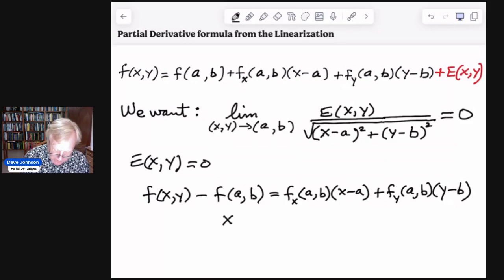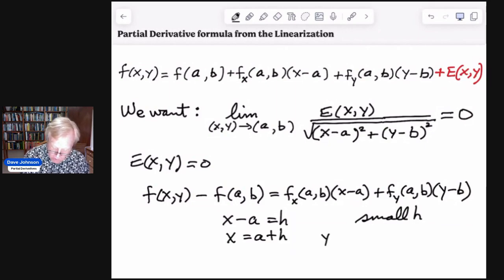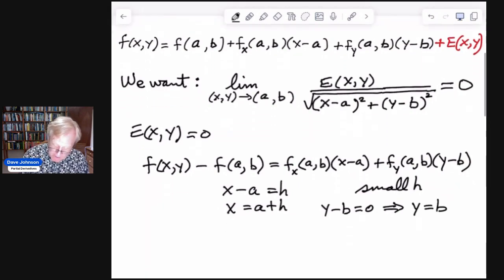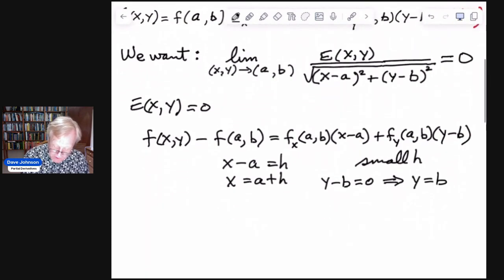Since we're talking about partial derivatives, let's assume that x minus a is equal to h, and that h is going to be small. So small h, and therefore x is equal to a plus h. And we're also further assuming that y minus b is equal to zero. In other words, we're really dealing with partial derivatives here. So therefore, y is equal to b. And what we can do is go ahead and plug this in.